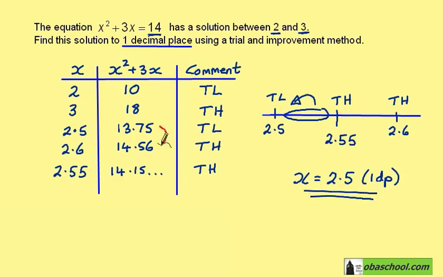A common mistake here is to look at these two values. 13.75 is closer to 14 than 14.56, and many pupils choose 2.5 on that basis. But this is not correct. We're not dealing with straight lines. Unless you actually check the value 2.55, you won't receive full marks for a trial and improvement question, whether or not you draw the number line.